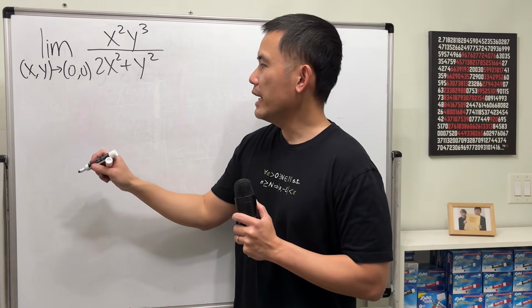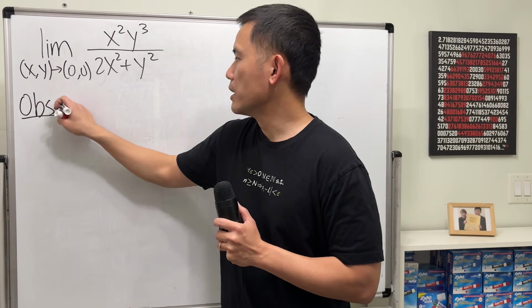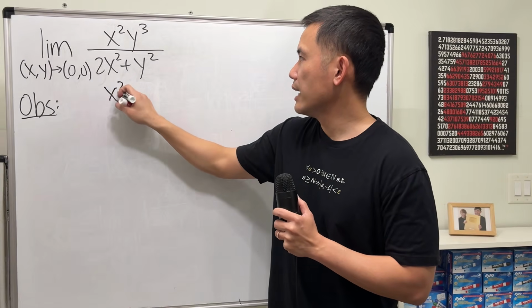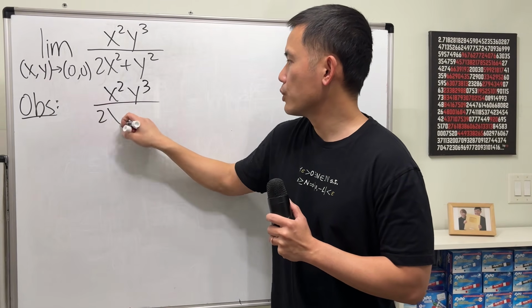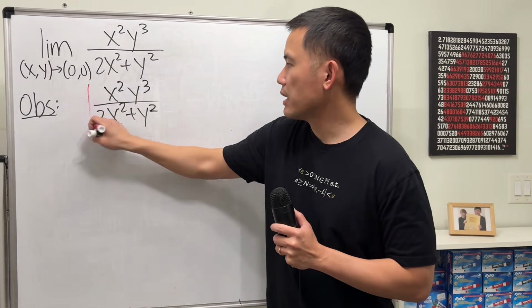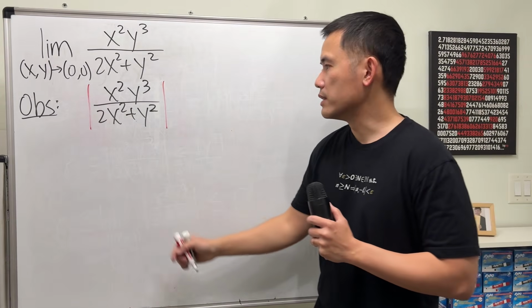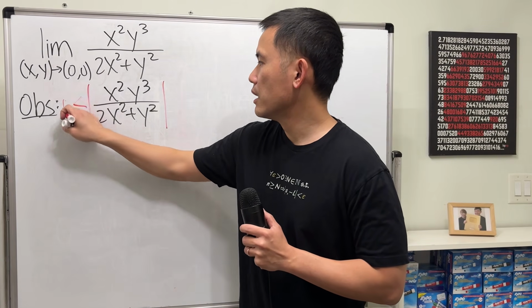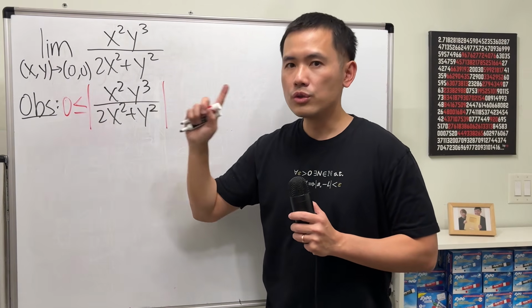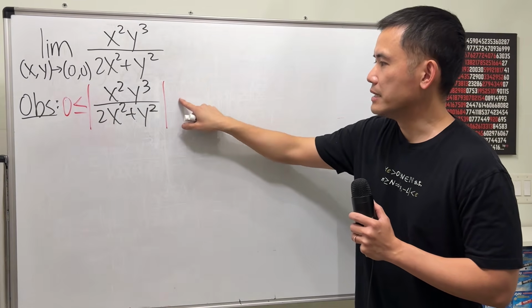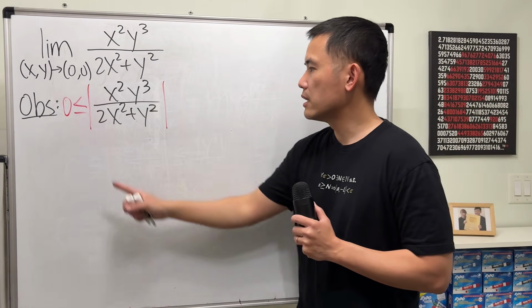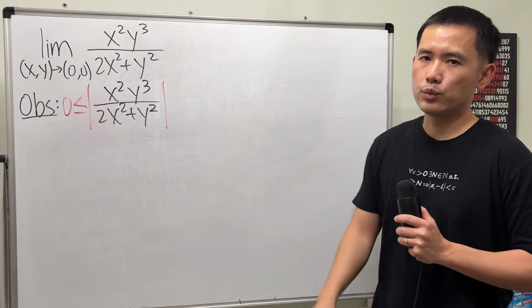So let's go ahead and make some observations, because we need to have some boundaries for the function. So first, let's look at x squared y cubed over 2x squared plus y squared. Right here, let's go ahead and apply the absolute value. This way we can see this is never going to be negative. And now because this is greater than or equal to 0, hopefully later on we can also show this thing is less than or equal to something that approaches 0. Then we can use the squeeze theorem and argue that this thing here will be approaching 0 as well.